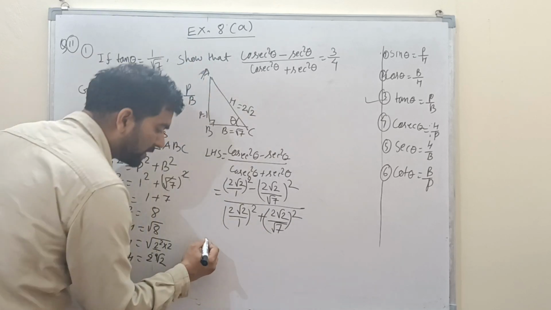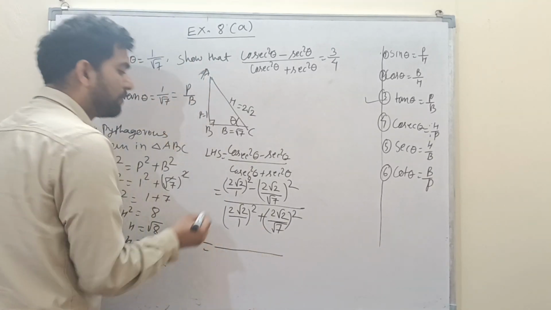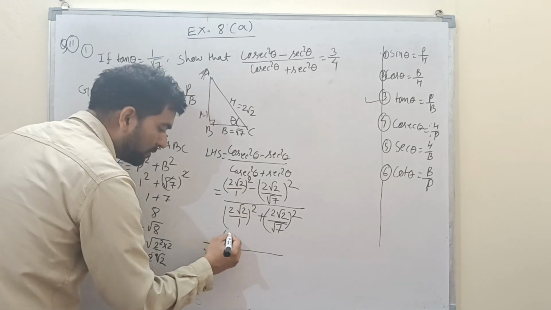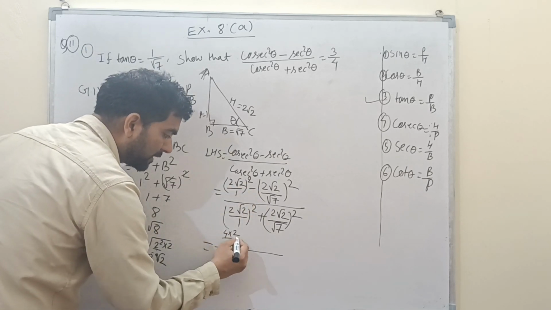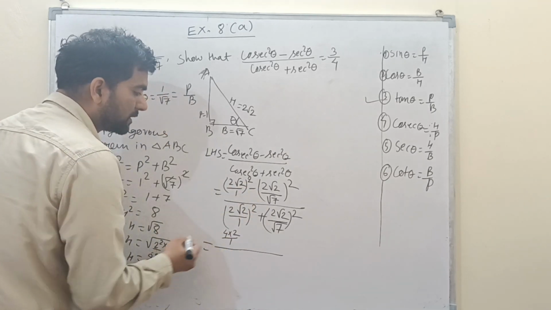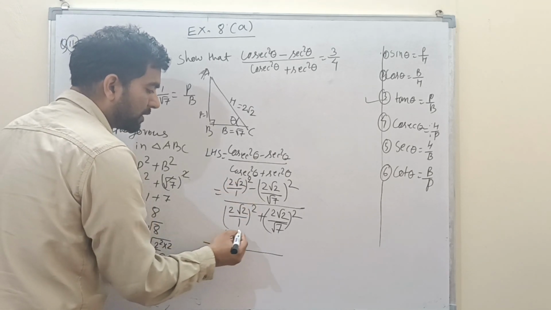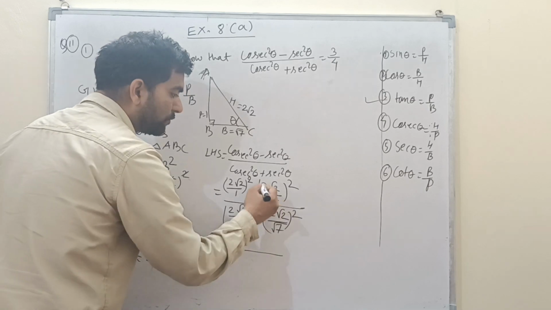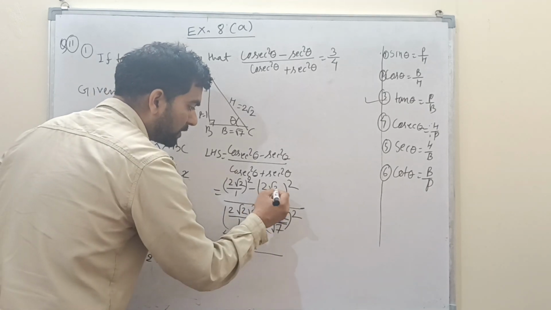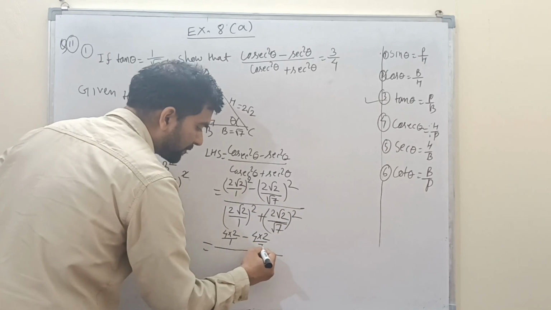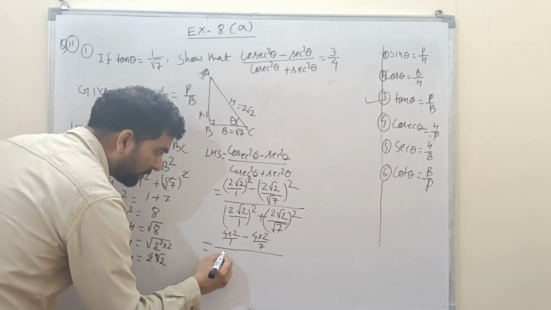So let us simplify it. If we simplify, 2 square will be 4, root 2 square will be 2, by 1. Minus here, 2 square will be 4 again, root 2 square will be 2, and root 7 square will be 7. Then again the same thing here, 4.